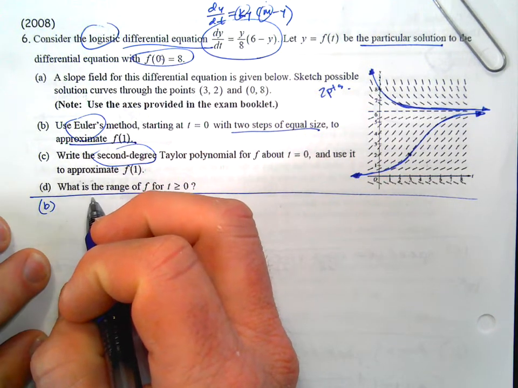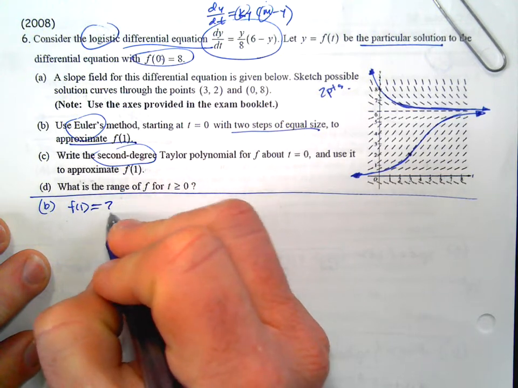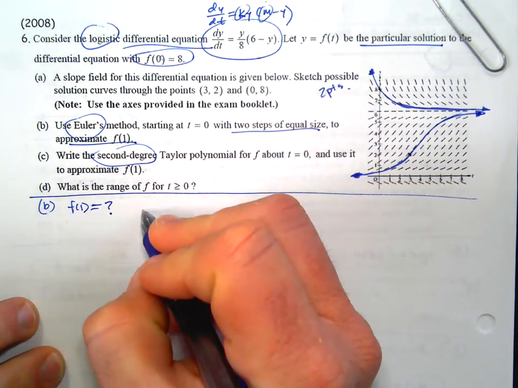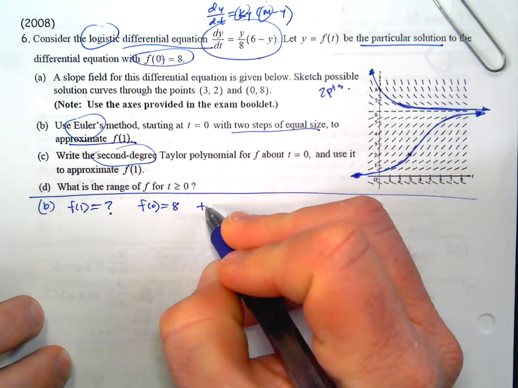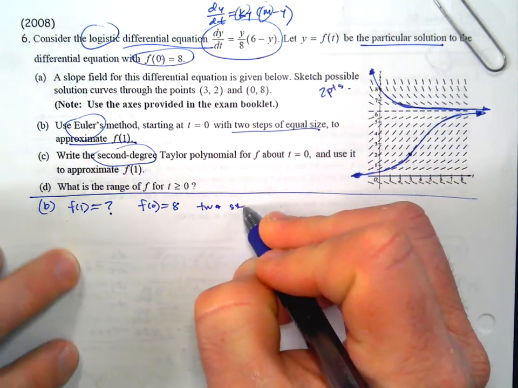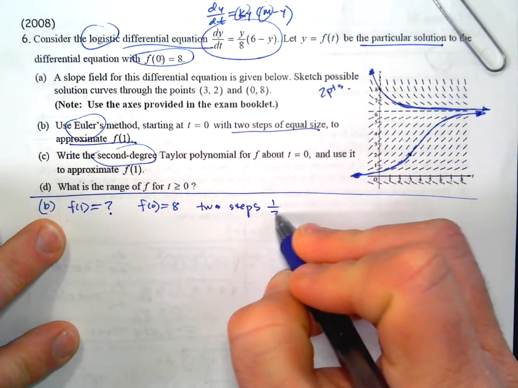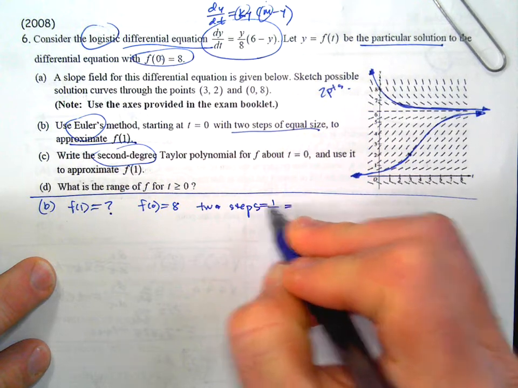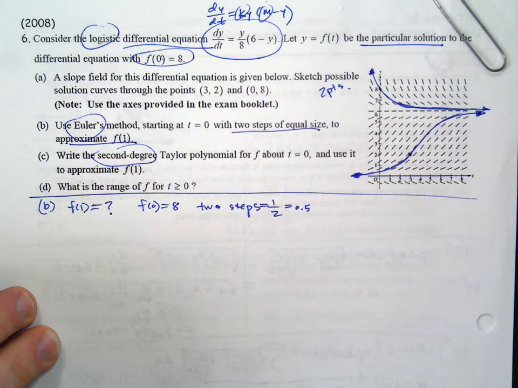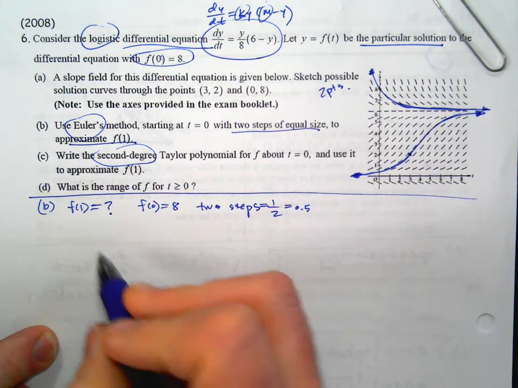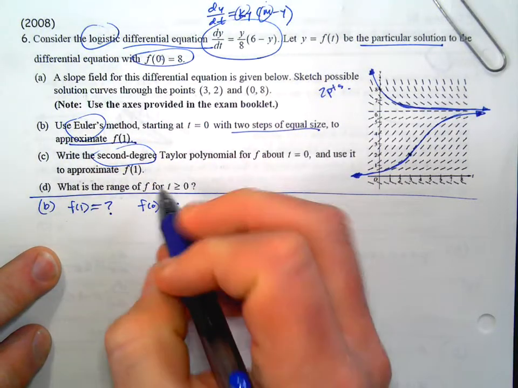So we know we're trying to find f(1), and we have f(0), and we're going to do 2 steps that are equal. So the step size has to be the distance from the first point to the last point divided by 2. So the step sizes are 0.5 or 1/2. And so we're going to make one tangent line at the first point. So it's going to be, this is your x, this is your y.